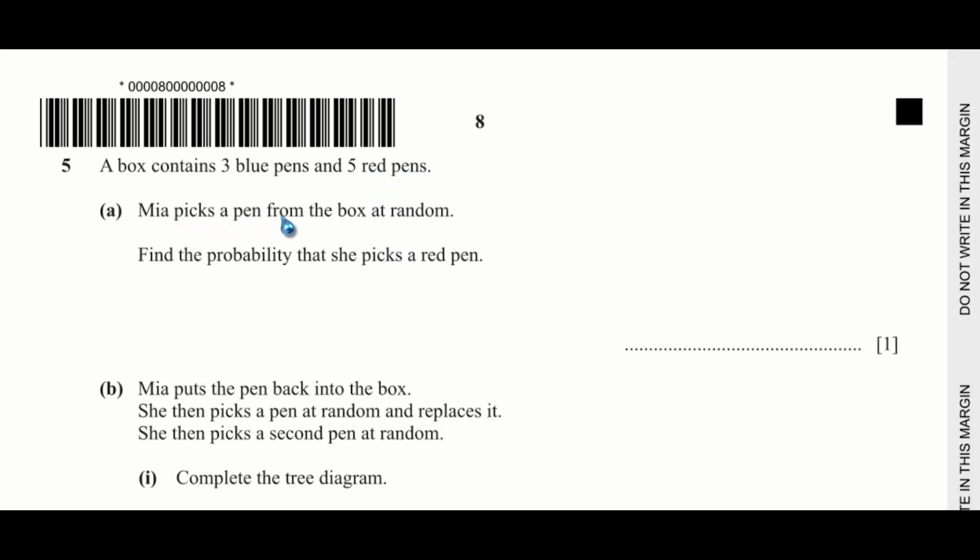Okay, Mia picks a pen from the box at random. Find the probability that she picks a red pen. So red pens are 5 and the total is 8. So we just have 5 out of 8.